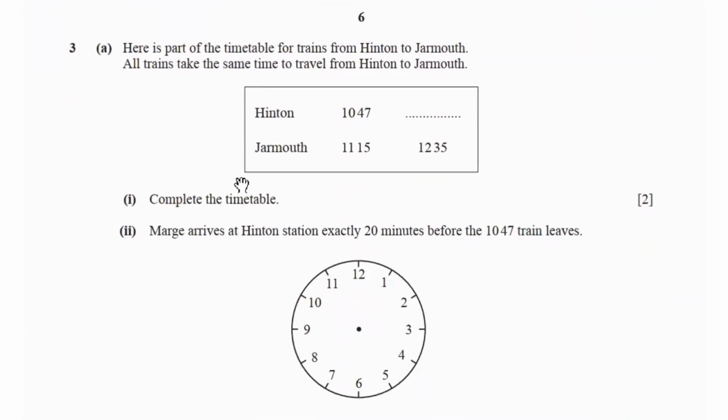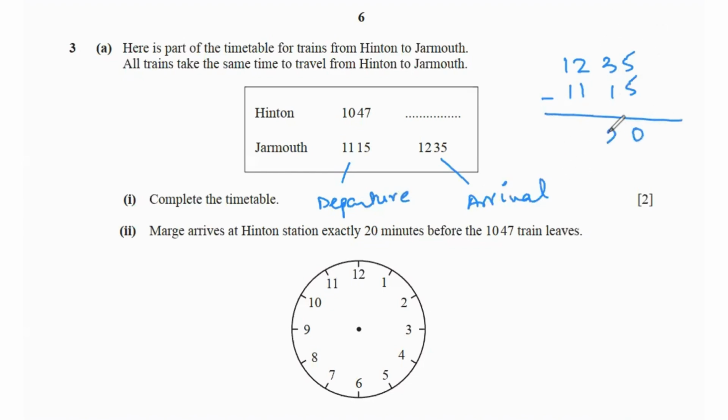Question 3 says, here is part of the timetable for trains from Hinton to Jarmouth. All trains take the same time to travel from Hinton to Jarmouth. So we have to complete the table. If they're taking the same time, we can find the travel time from this one. 12:35 minus 11:15. This is your departure and this is your arrival. So we subtract the departure time from the arrival time, and that gives us 1 hour and 20 minutes.